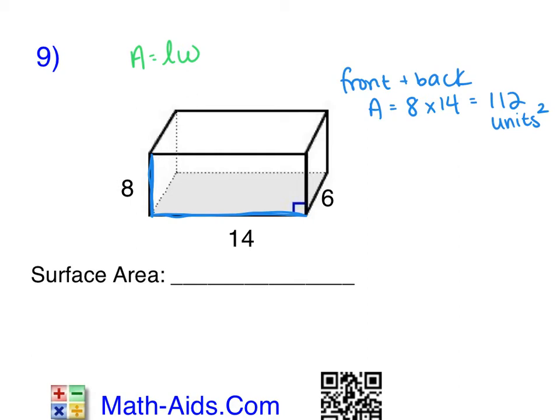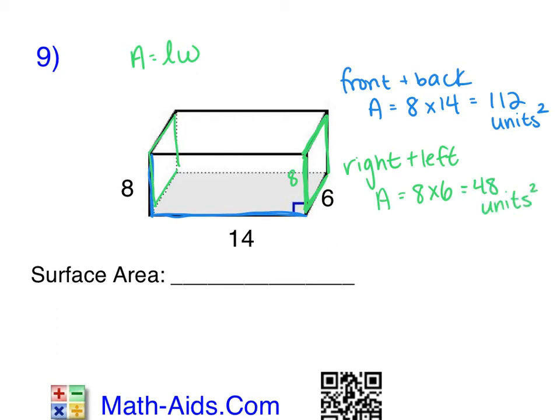Perfect. Now let's take a look. Let me change my color here. Let's take a look at this side. So I am seeing a height here of, well, it'll be the same as this height. So this would be 8, and a length of 6. So my side, or my right, I guess. And then my left side over here would also be the same. So my right and left are both going to be 8 times 6, which is 48 units squared.